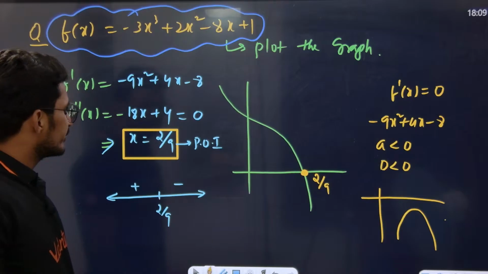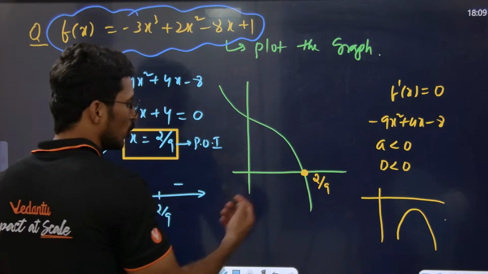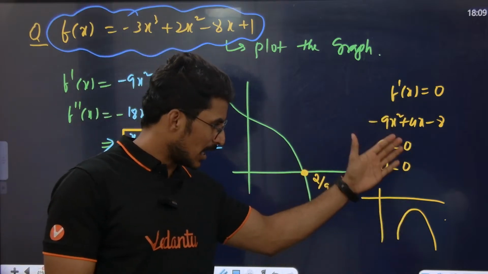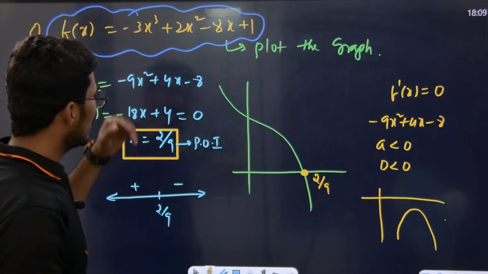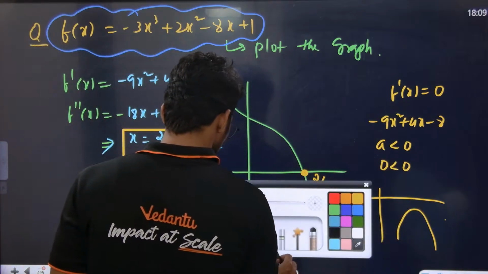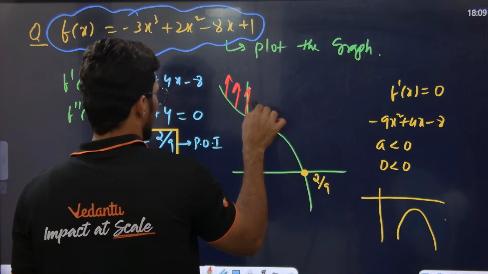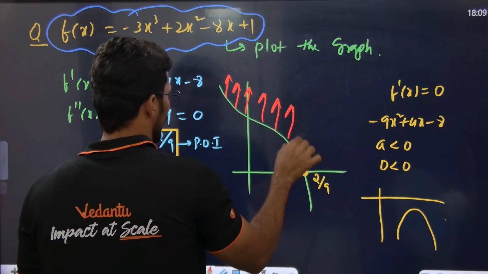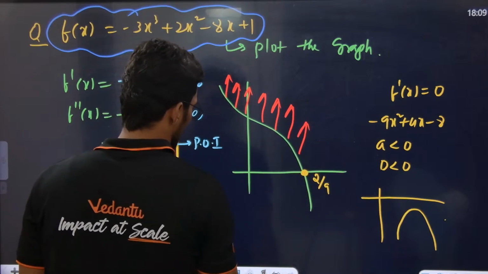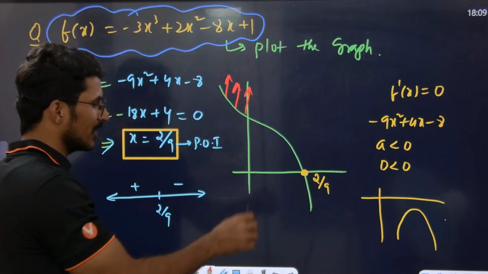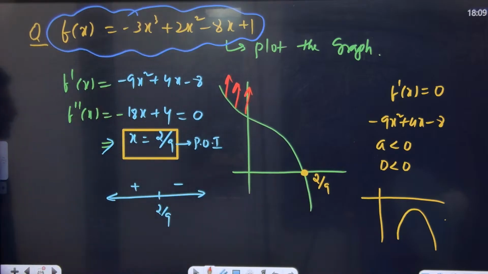And now the graph is always decreasing. How do we say the graph is always decreasing? This is clearly f dash of x is what? Always below the x-axis. So definitely the graph is always what basically? Decreasing graph. Inga pare. Concavity upward. Okay, wow. And here pare. Coming to this 2 by 9, the concavity is changing because that is a point of inflection.